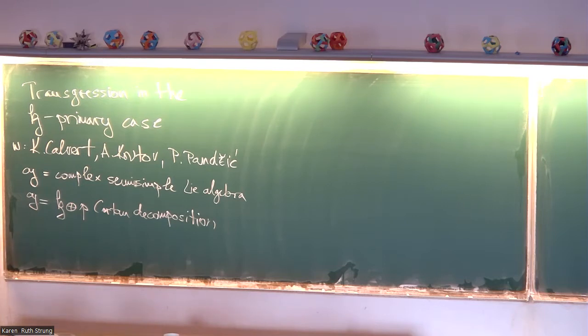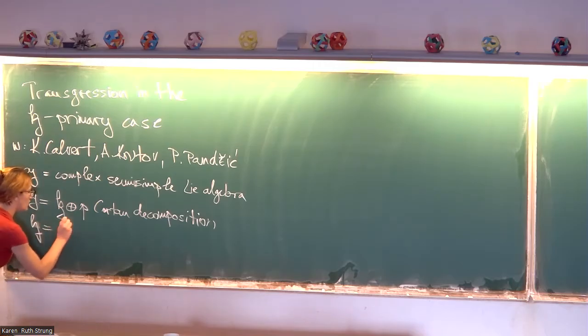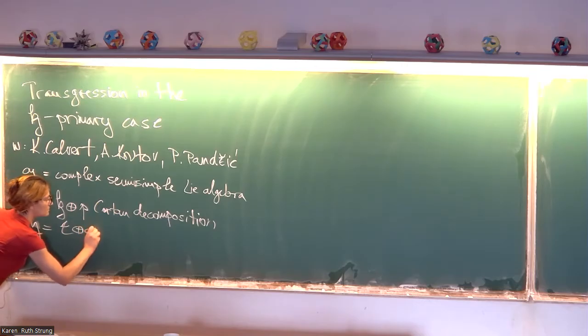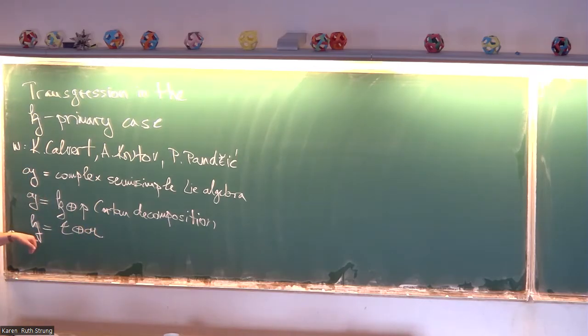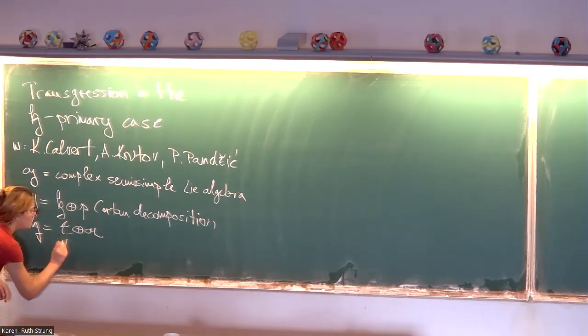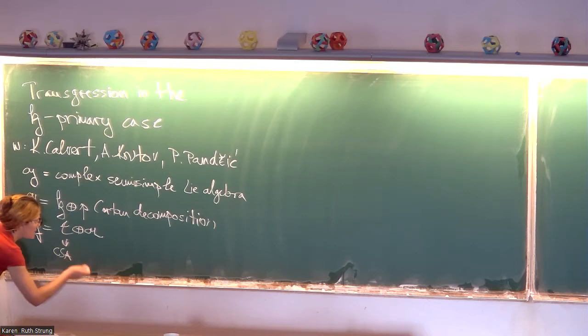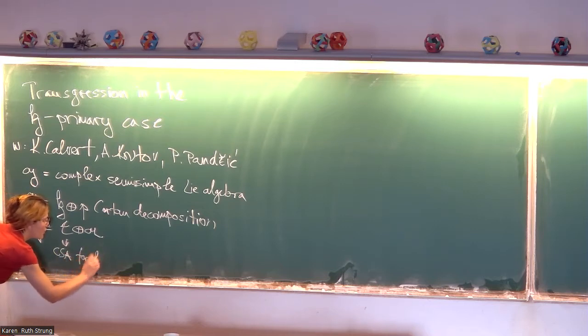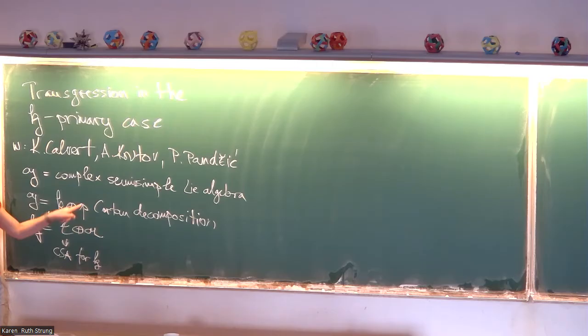And I will need a Cartan subalgebra, but I'm not going to take just any Cartan subalgebra. I'm taking the fundamental Cartan subalgebra, which, as denoted by H, would be the one that decomposes as T plus A, where T is a Cartan subalgebra for K, and A is completely inside of P.